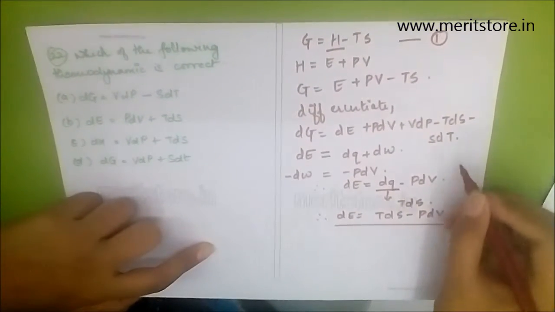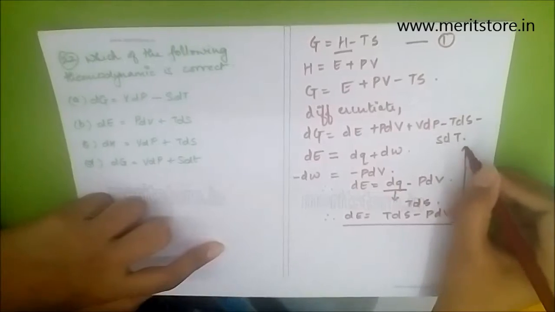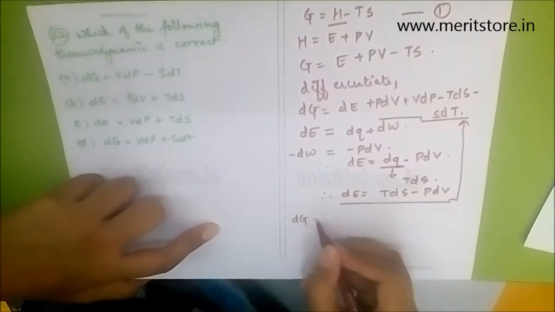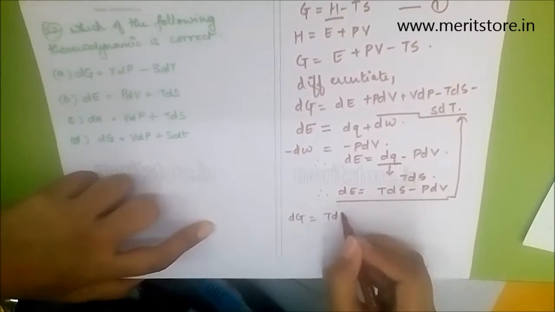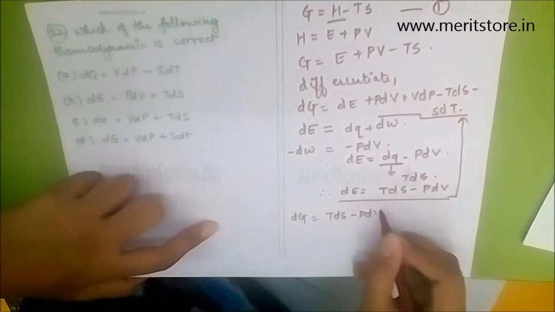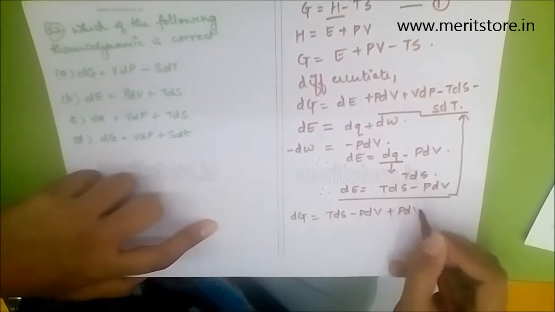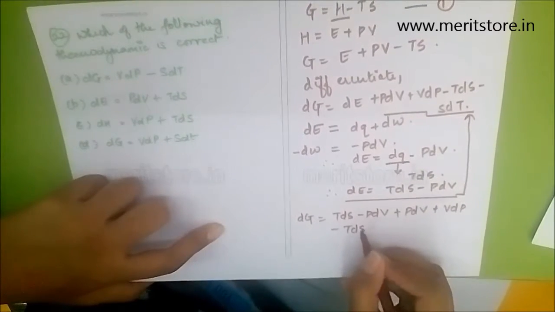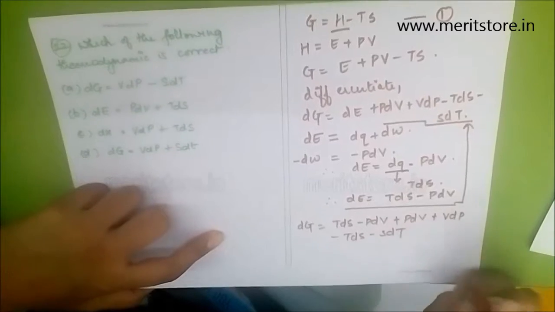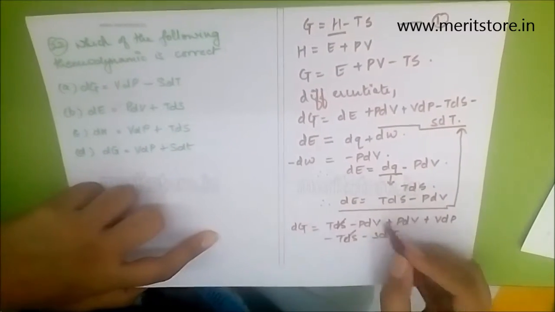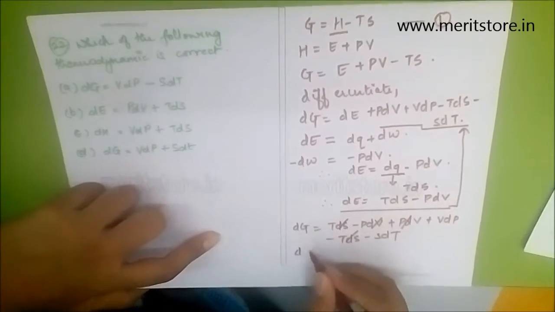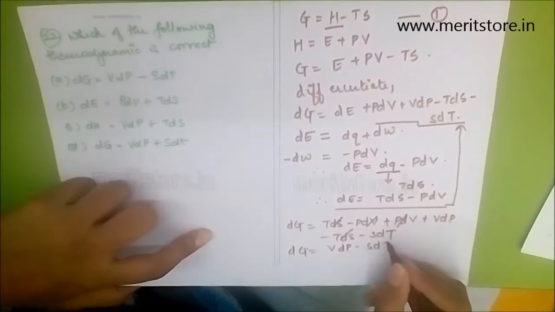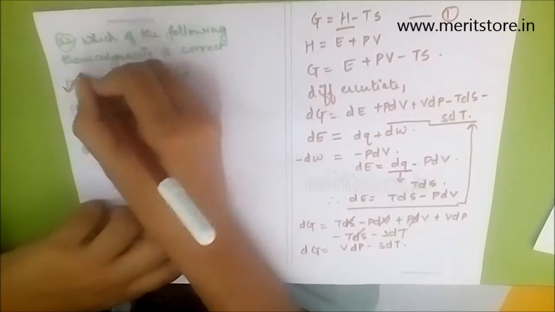Substituting this equation in the given equation, we get dG is equal to TdS minus PdV plus PdV plus VdP minus TdS minus SdT. Now here the terms with opposite signs get cancelled, and the final term which is left is VdP minus SdT, and the correct option here is A.